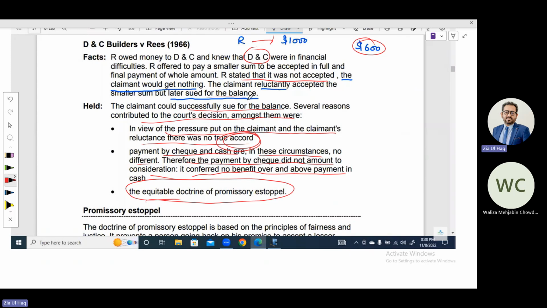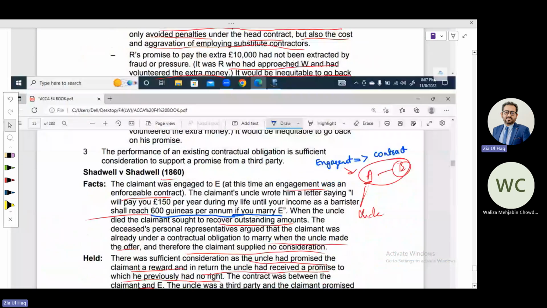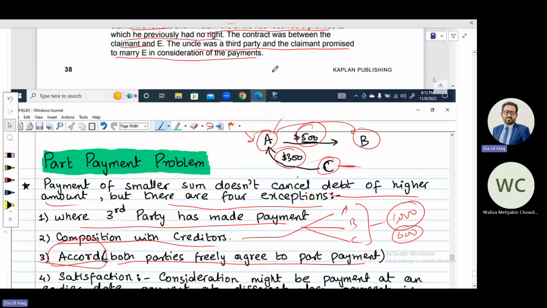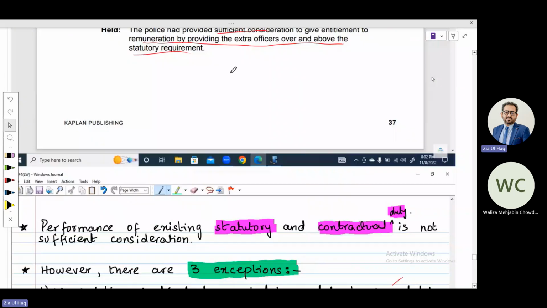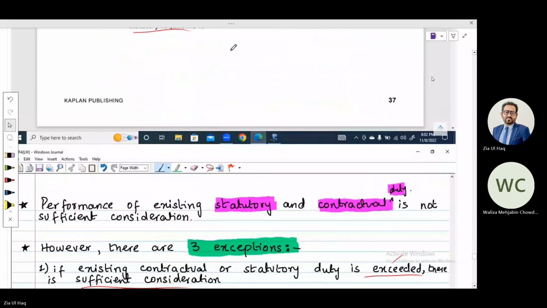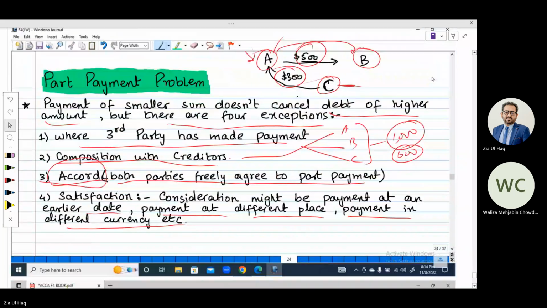So we have discussed today what a contract is, the essential elements of a contract, what an offer is, what an invitation to treat is, when an offer can be terminated, and what acceptance is. There were some rules of acceptance. And we have discussed the second element of a contract, consideration. What is consideration? And there are some exceptions relating to contractual duty, and whether part payment can settle the full amount or not.